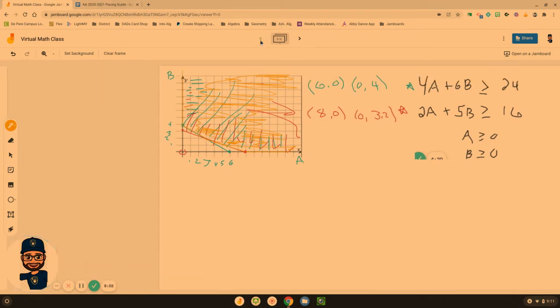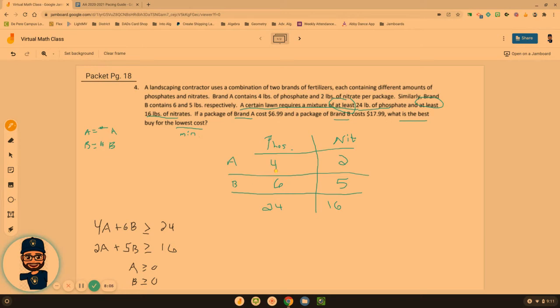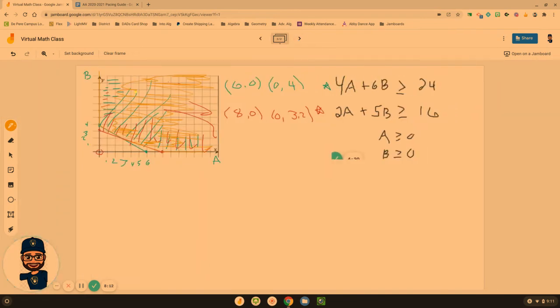But remember, if I go back to the original problem, it's asking us for the lowest cost, the minimum. Okay, the minimum, which means I'm not too worried about what's happening way out on the edges here. I'm looking for the minimum. And in this problem, the next step is to try and identify those vertices. One vertex is here, one vertex is somewhere in there, and our third vertex is only over here. We only have 3 vertices in this problem. Let's look at this one. 0, 4 is one vertex.